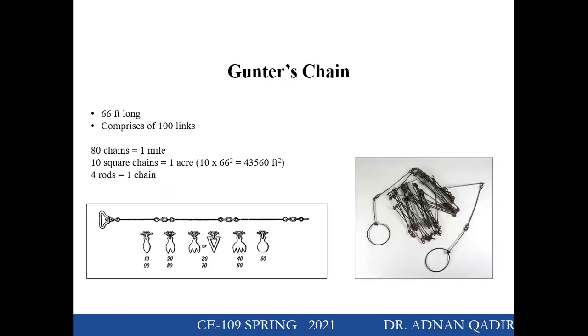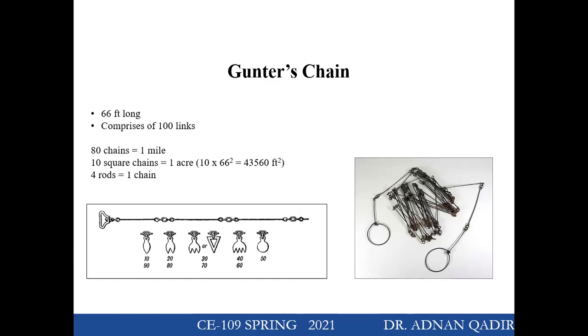The other type of chaining is the chain that has links, and the most common type of chain is a Gunter chain, 66 feet long, comprised of 100 links. If you count 80 chains, there is 1 mile. And if there are 10 square chains, that is 1 acre. And 4 rods make up one chain.